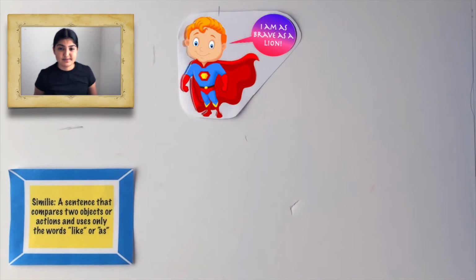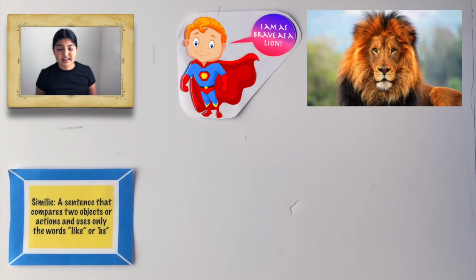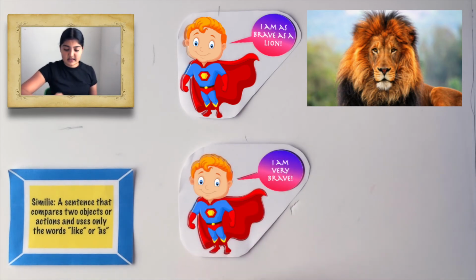Here is Superman. Superman says, "I am as brave as a lion." Now, of course, Superman is not a lion. But what he means to say is, "I am very brave." This is another example of a simile, since Superman is comparing how brave he is to how brave a lion is, by using the word as.